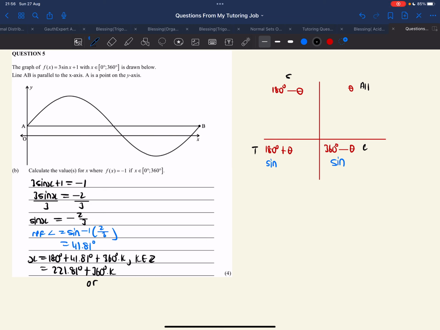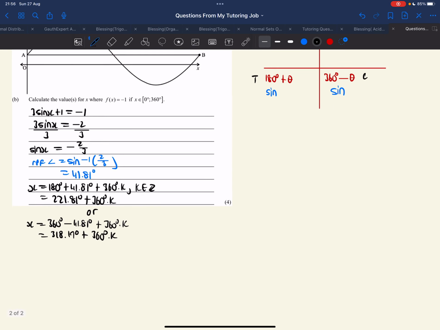Or, in the fourth quadrant, we're going to say x equals 360 minus 41.81 degrees plus 360 dot k. All right, then we're going to say 360 minus 41.81, we get 318.19 degrees plus 360 dot k.